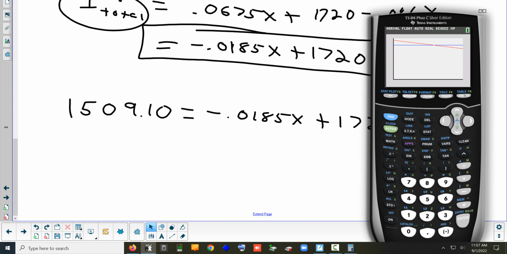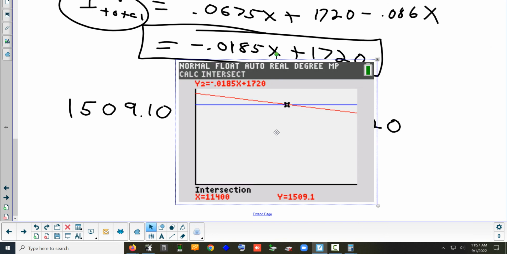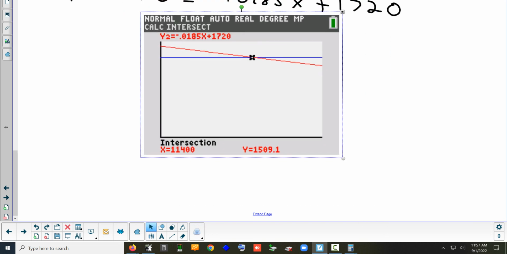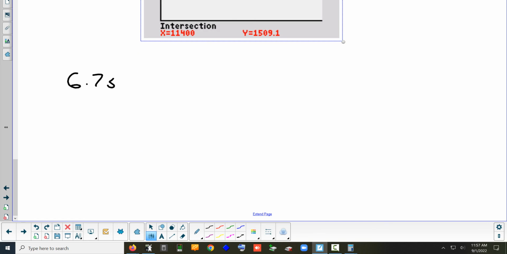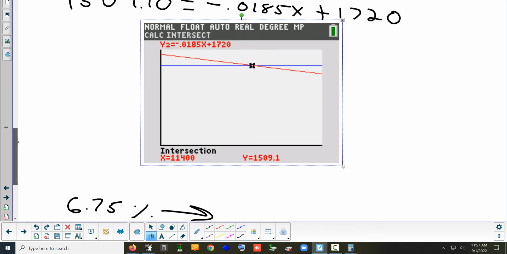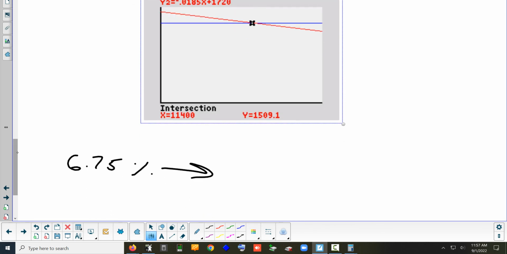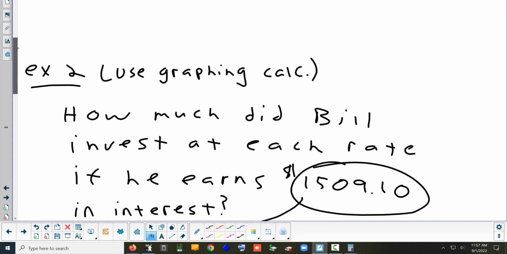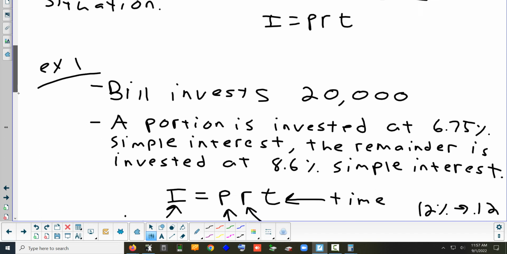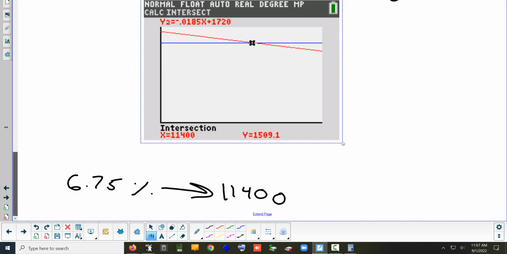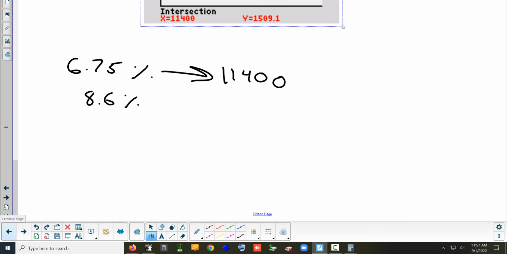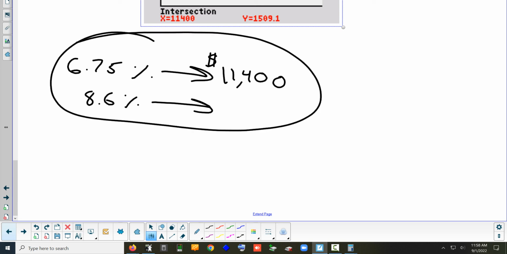And what do we want to know? We want to know where they intersect. So second calc, intersect. How much money was invested at 6.75%? $11,400. How much money was invested at the other one, 8.6%? 8,600. We're finding both. And what was it at 8.6? 8,600.